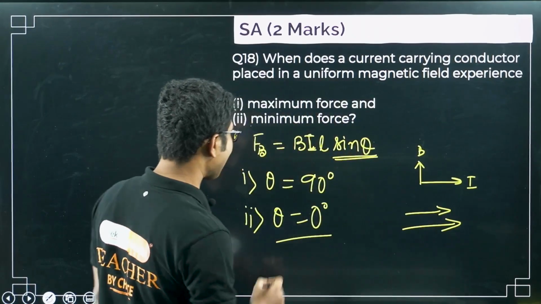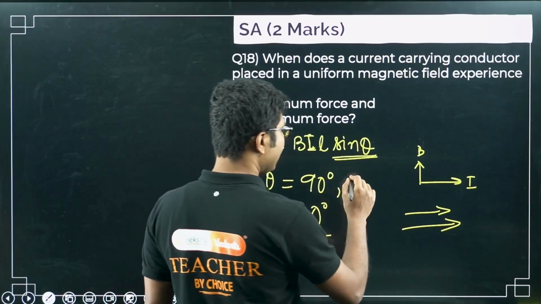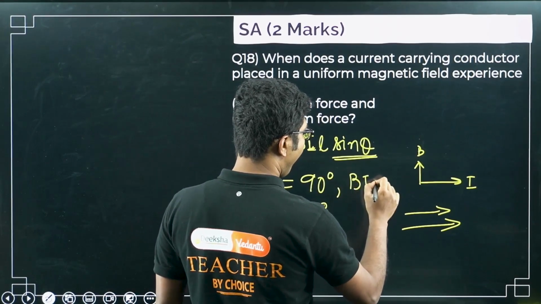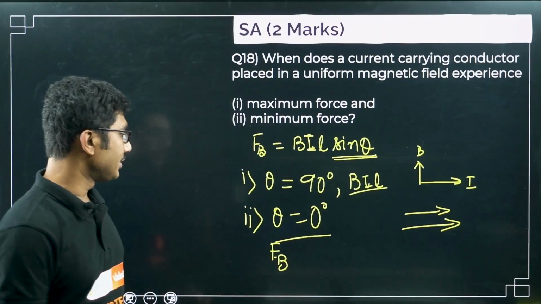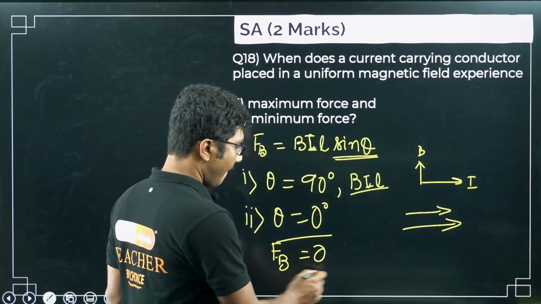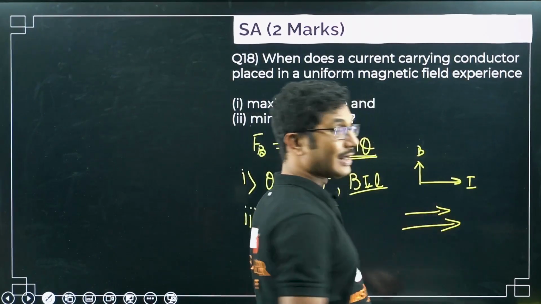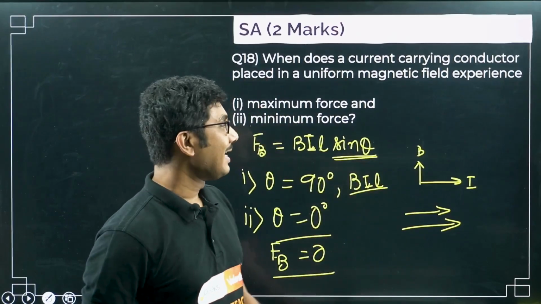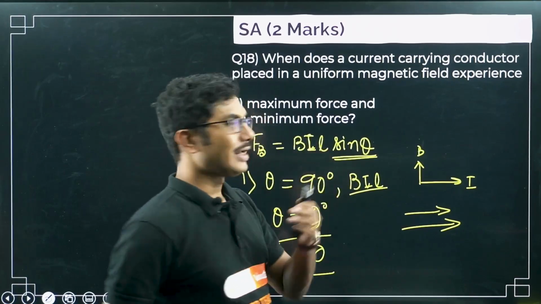So in fact minimum value is 0, and maximum value is BIL. Maximum force is BIL, minimum force is 0. Minimum happens when the magnetic field and the current are in parallel direction, and maximum happens when magnetic field and current are in the perpendicular direction. So this is how you can remember.